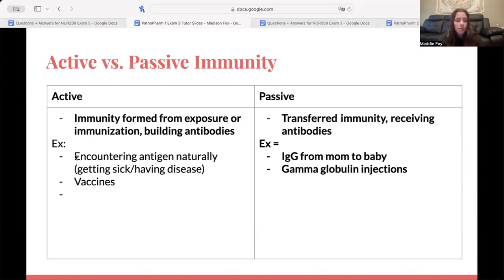So the two examples that you need to know for passive immunity are going to be IgG from the mom to the baby, which we're about to talk about more as well. But that goes through the placenta. And then also gamma globulin injections. These aren't done super frequently, but you might have heard them talked about a little bit with COVID. But that's another example of passive immunity because you're directly giving an antibody or immunoglobulin to the patient to help fight the infection.